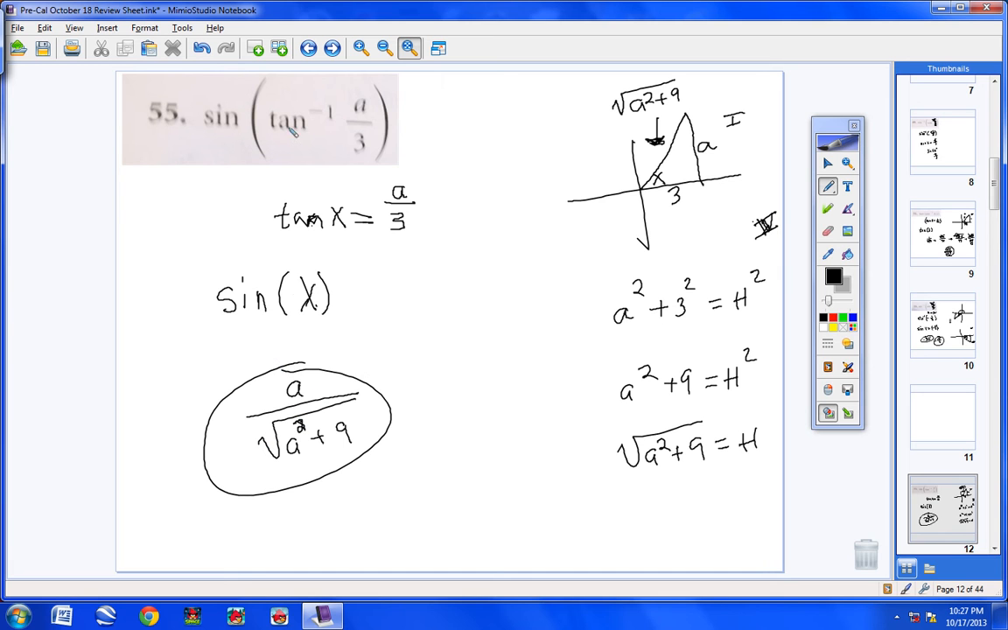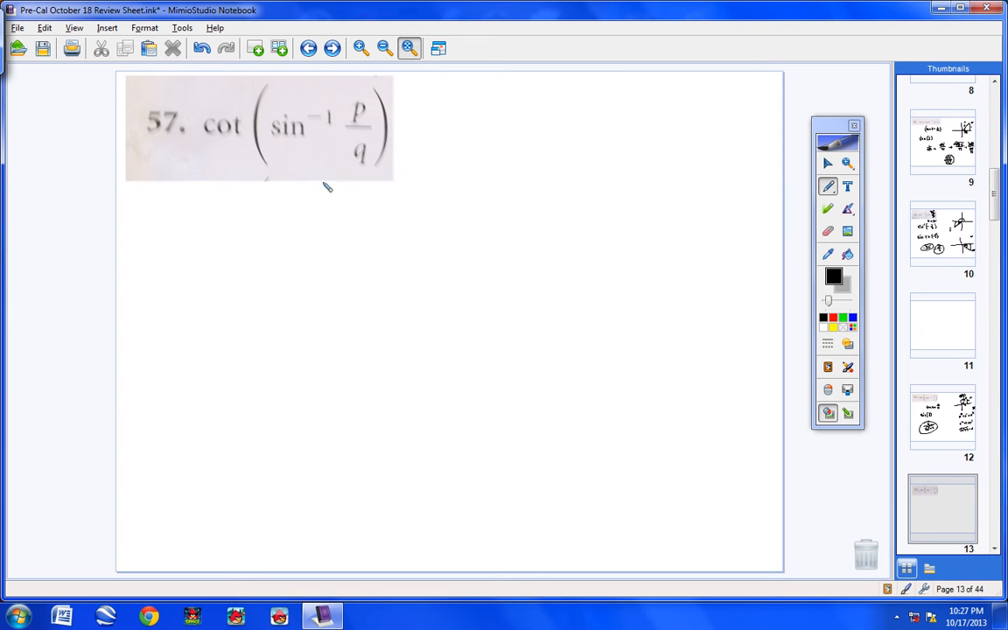And let's continue on. Let's take a look now at number 57. All right, now what we have here is we start off by saying, okay, sine of some angle, I guess we'll call it x, equals p over q. Now notice p over q is positive, so I will be in the first quadrant.